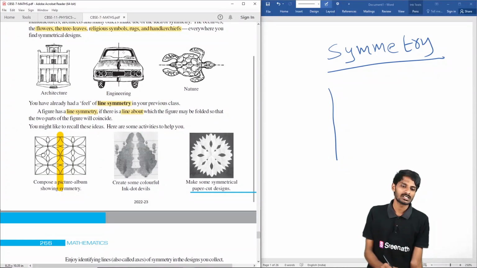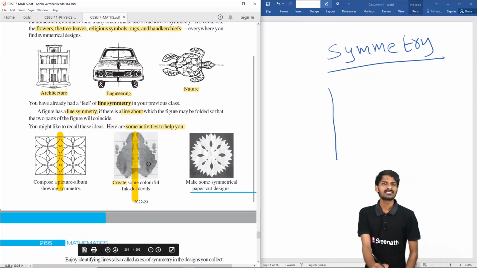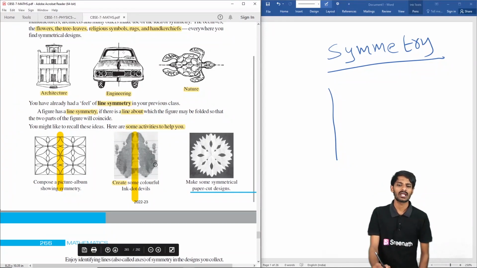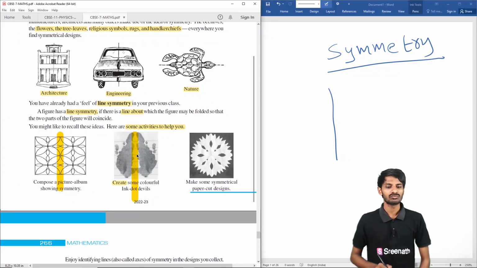If you see this side and this side, it is having line symmetry. In this also, if you draw a line around this, it is a line symmetry. So this portion and this portion both look the same around that line, so they will both coincide. So this is called line symmetry, students.